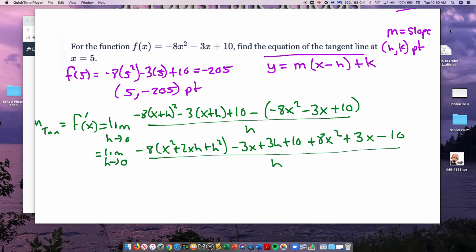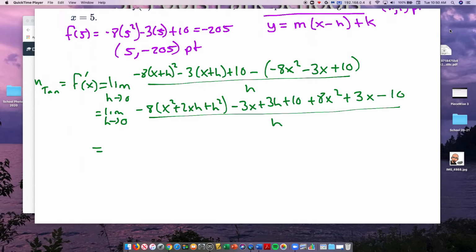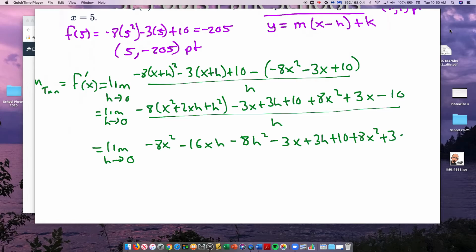We're getting close. We're going to do one more thing here. We are going to distribute that negative 8 through. If we do that, we get negative 8x squared minus 16xh minus 8h squared. Rewrite all this other stuff, minus 3x plus 3h plus 10 plus 8x squared plus 3x minus 10, all over h.